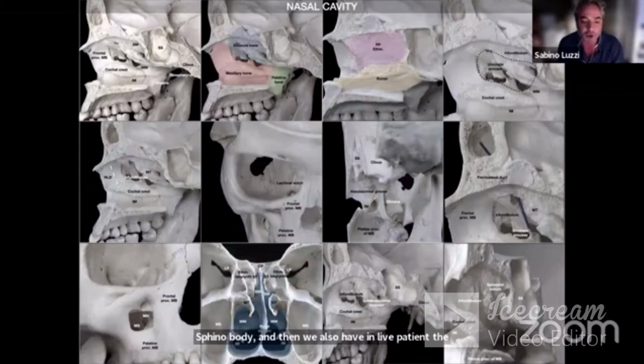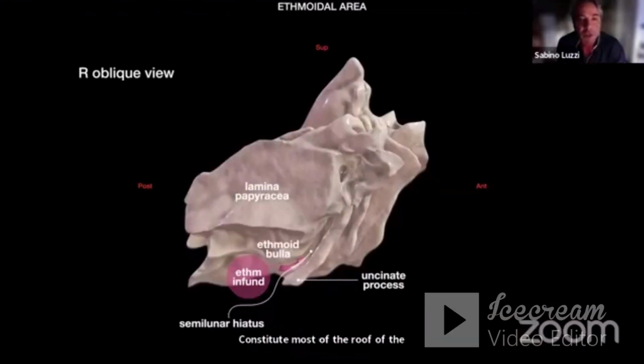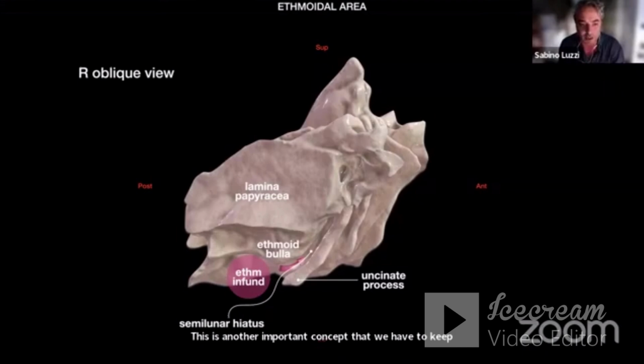And then we also have a floor that is constituted in the most posterior part by the palatine bone and in the anterior part by the maxillary bone, especially what we call the palatine process of the maxillary bone. And the ethmoid labyrinth constitutes most of the roof of the nasal cavity here. This is another important concept that we have to keep in mind when we perform especially paramedian endoscopic approaches.